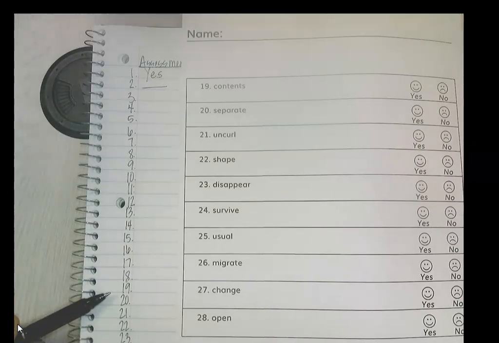19. Contents. Is the table of contents the same as an illustration? Is the table of contents the same as an illustration? 20. Separate. Does the teacher separate the students who are talking too much? Does the teacher separate the students who are talking too much?